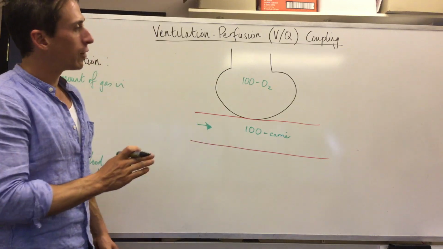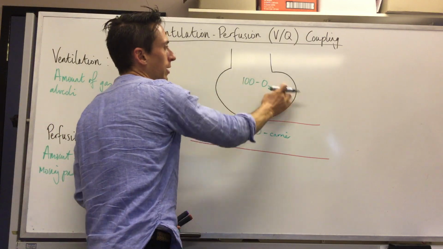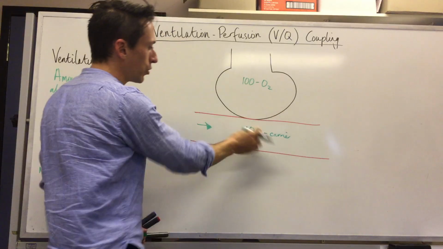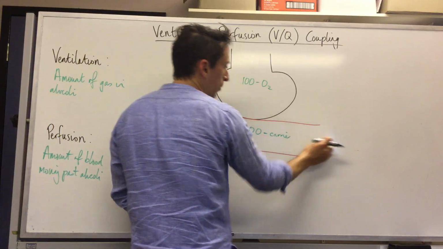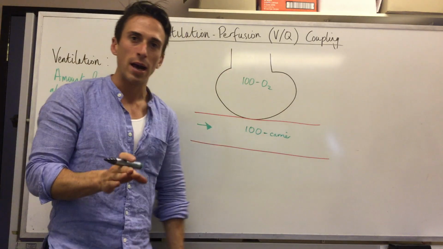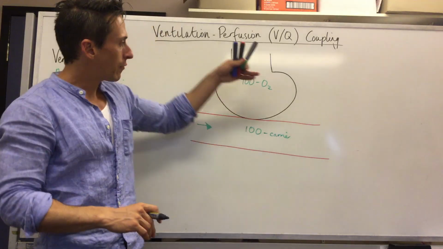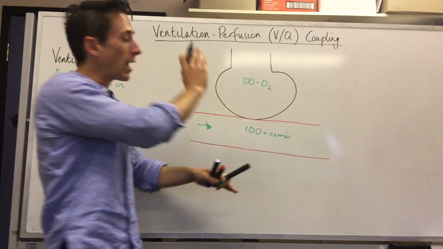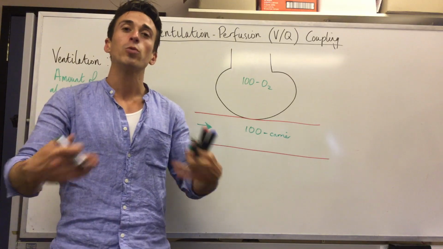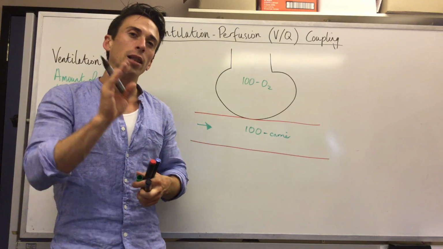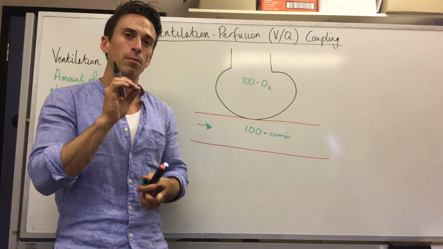Now what you can see here is if we have 100 units of oxygen coming into the alveoli and 100 units, carrier units, coming past in the blood, this is a perfect match. It's 1 for 1. For every gas that jumps into the blood, we have a carrier molecule that can take it away. This is what we refer to as matching, and our lungs want this matching to be near perfect.